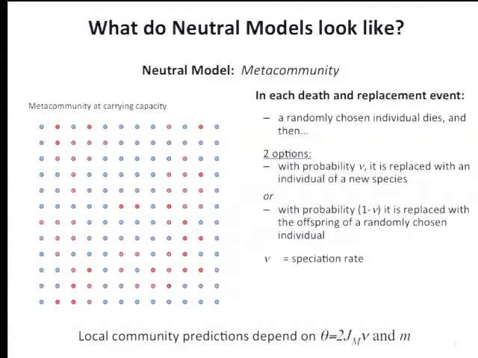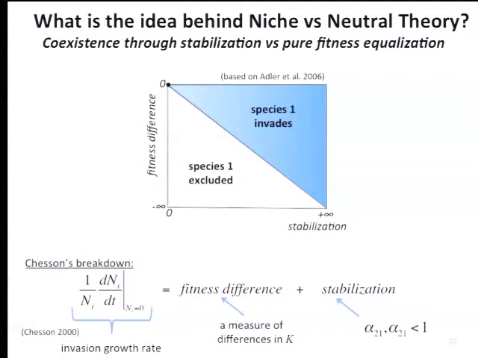So the local community predictions here end up depending on the parameters theta and m, where theta is a product of the meta-community size and the speciation rate, and m is that immigration rate. And one thing to note is that these can be challenging to measure. Meta-community size is hard to estimate: how big is the region where dispersal could be coming from? And speciation rates are also hard to estimate. Immigration rates, at least for forests, increasingly we're managing to get a sense of what those would be. But because of the difficulty of measuring these, often testing the model has involved just using these as free parameters and doing curve fitting. And that's something that'll come up more later.